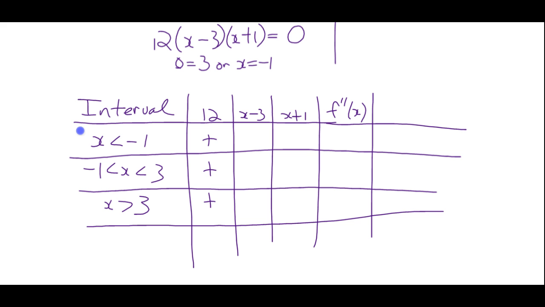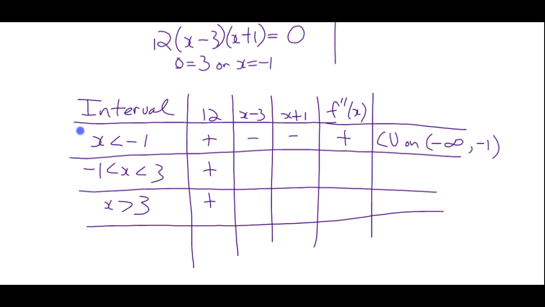X minus 3: when we subtract 3 from some negative number, where x is less than -1, this will be negative. And when we have a number that's less than -1 and we add 1 to it, it's going to stay negative. So the second derivative will be positive, and that means it will be concave up on the interval from -infinity to -1. Concave up, so you draw it so that it holds water.